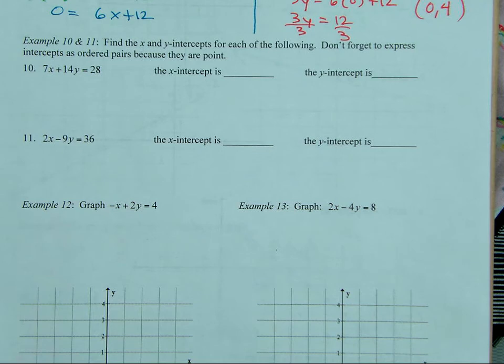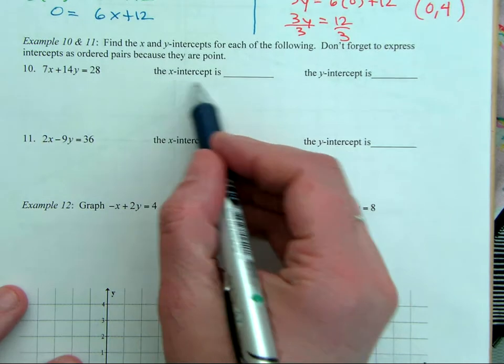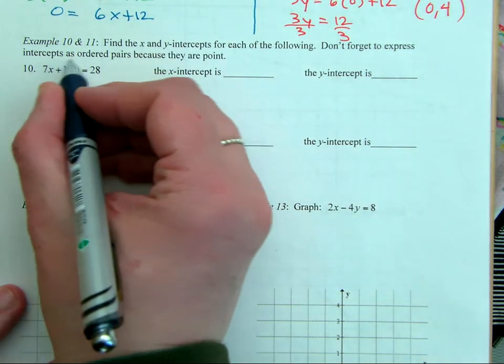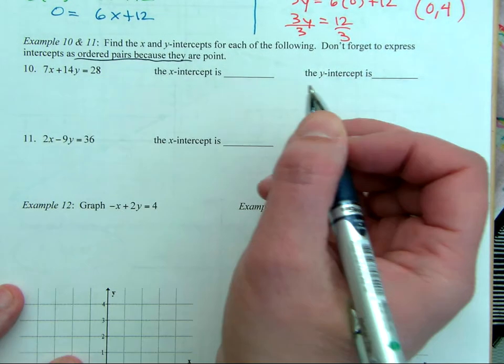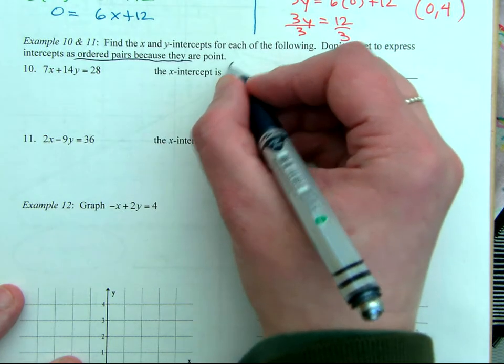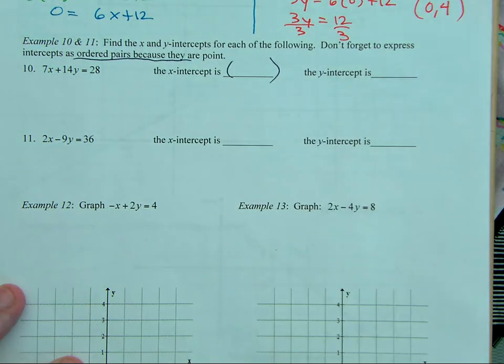Over the answers you got here. So I'm just going to have you share out. Who can tell me what they got for the x-intercept? And remember, we want them as ordered pairs because that is the point. They are points. Who can tell me the x-intercept you got for number 10? What'd you get?